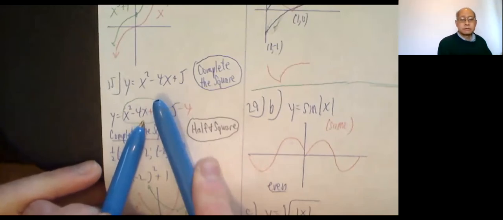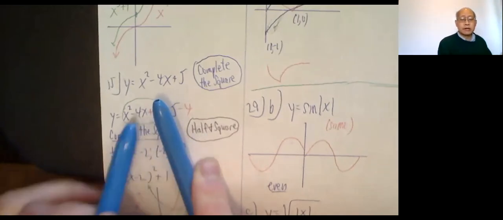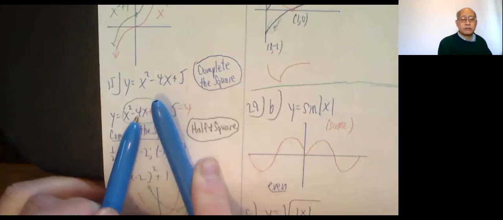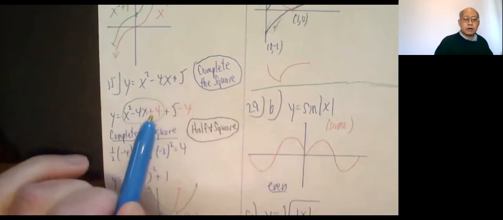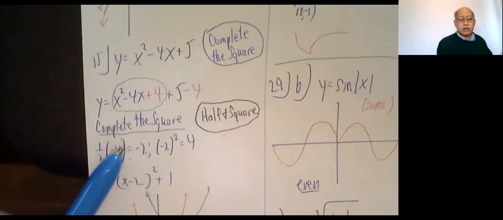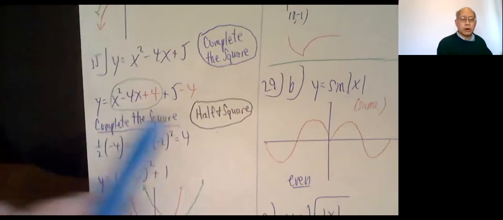-2. That's the half part. Now square it. What's -2 squared? 4. Okay, so I put +4 and -4. You might recall maybe in your earlier work for completing the square, you added 4 to both sides.